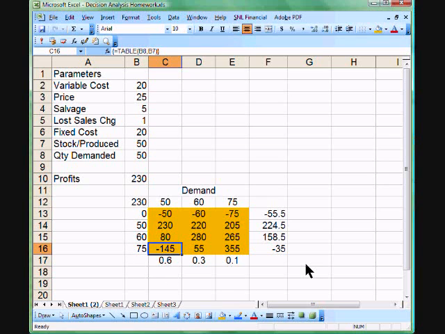So if you knew that demand was going to be 75, how many would you make? Well, of course, you'd make 75 because your profit would be 355. What if you knew demand was going to be 60? How many would you make? Well, of course, you'd make 60, because that would give you the profits of 280. If you knew demand was going to be 50, well, of course you'd make 50 because your profit would be maximized at 230.